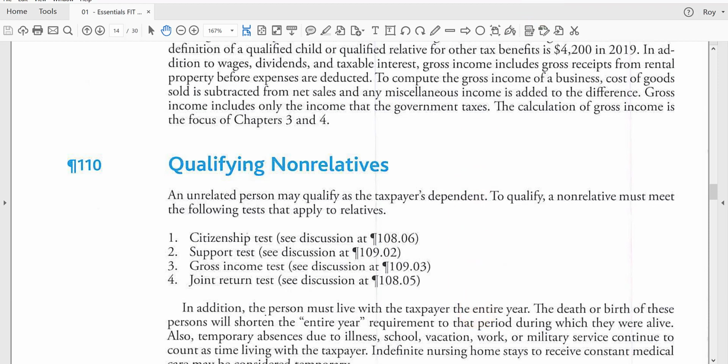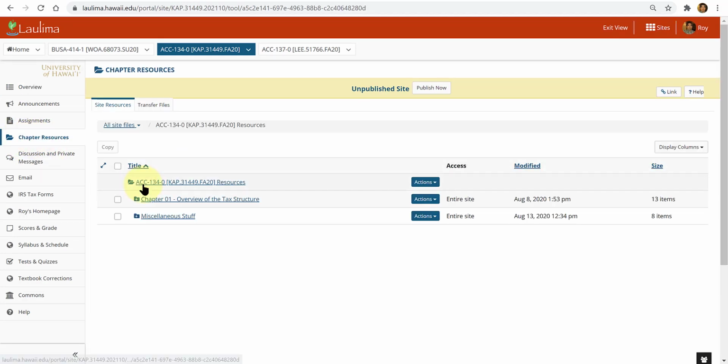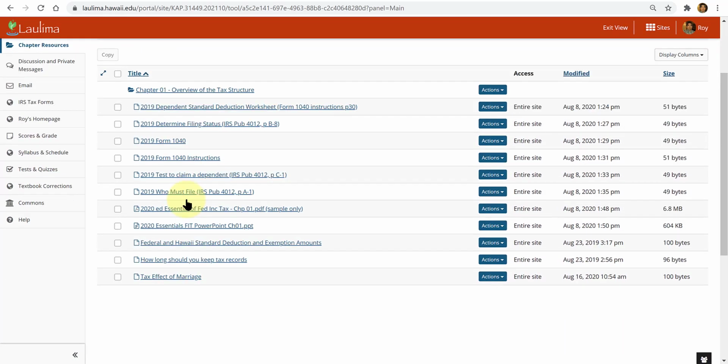Let's take a look at our Laulima resources folder. And remember, here in this resources folder, there eventually will be subfolders for each of the chapters we're assigned during the semester. So for our first chapter 1, you can see lots of links here in the subfolder, including, let's see, this one here, test to claim a dependent.